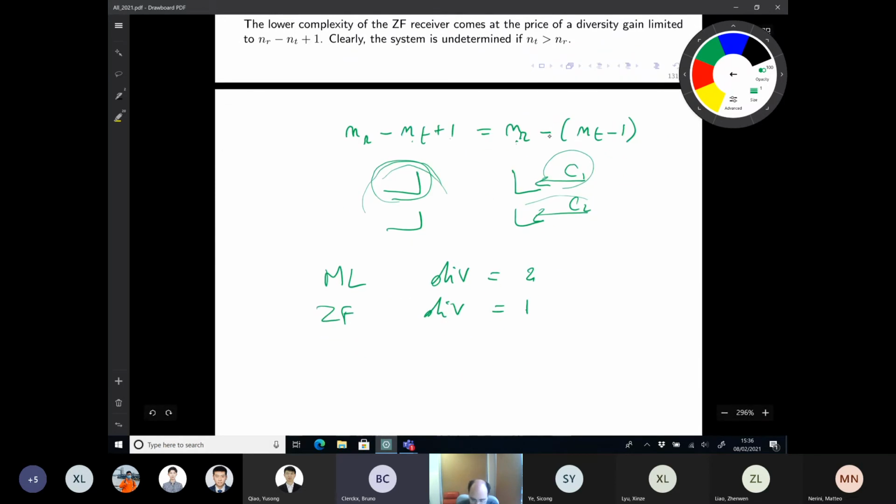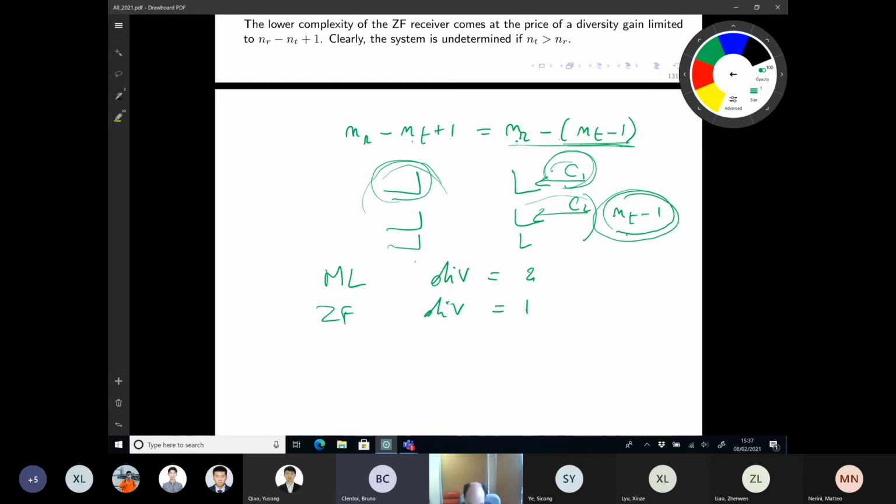In general, if I have NT transmit antennas and NR receive antennas, and I want to decode C1, C1 will see interference from NT-1 streams. So I will use NT-1 receive antennas to cancel those NT-1 streams. And what I have left, the difference, is what will be helpful to me to increase my diversity gain.